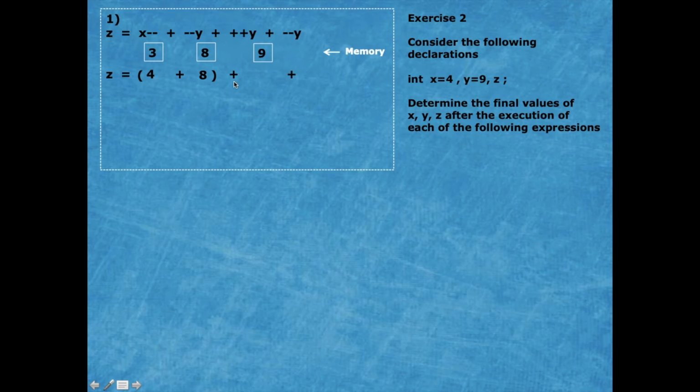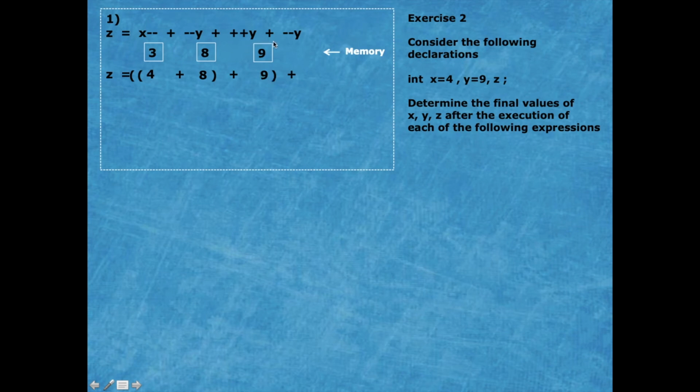So for the addition to be done here, we need to substitute the value of y, which is 9. So this value is already ready, 4 plus 8, which is 12. It is added with 9, so it becomes 21. Okay. So now this parenthesis is equal to 21, which is not going to change.